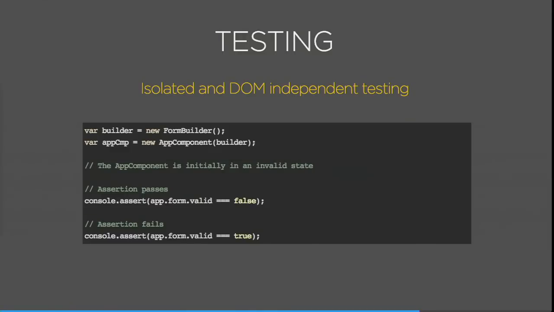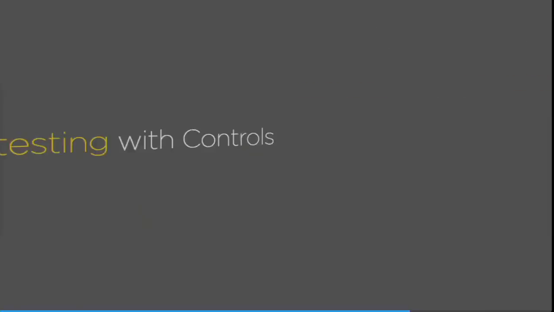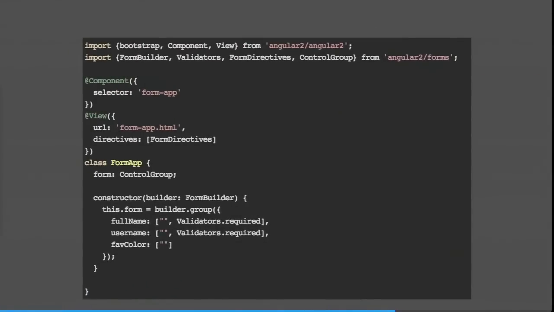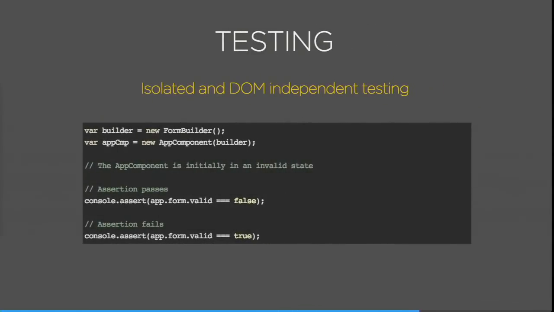And the initial state is invalid, because if we take a look at it, we have 2 validators on the form, and the initial state of them are set to the empty string, so we know it's going to be invalid. So this assertion will pass because we say, let's assert that the form's initial state is invalid. But if we were to assert that it was valid, this assertion would fail. So in just a couple lines of code, I've written a unit test for my form that's completely independent of the DOM, so it's fast and it's isolated.